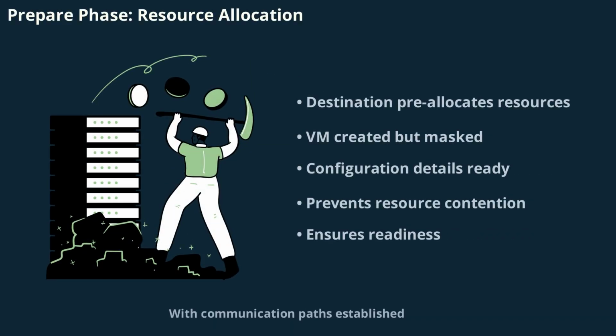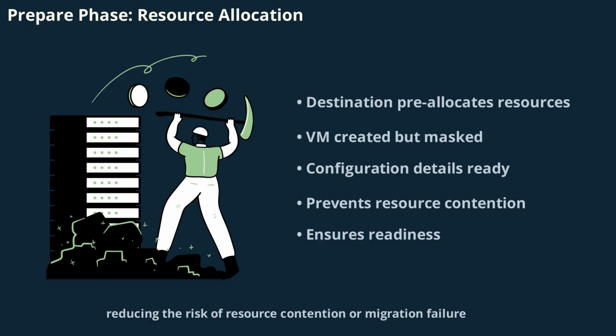With communication paths established, the migration enters the prepare phase. Here, the destination ESXi host pre-allocates compute resources for the incoming virtual machine. The VM is created on the destination host, but it remains masked, hidden from users and workloads until the migration is complete. All configuration details are already known thanks to the migration specification.